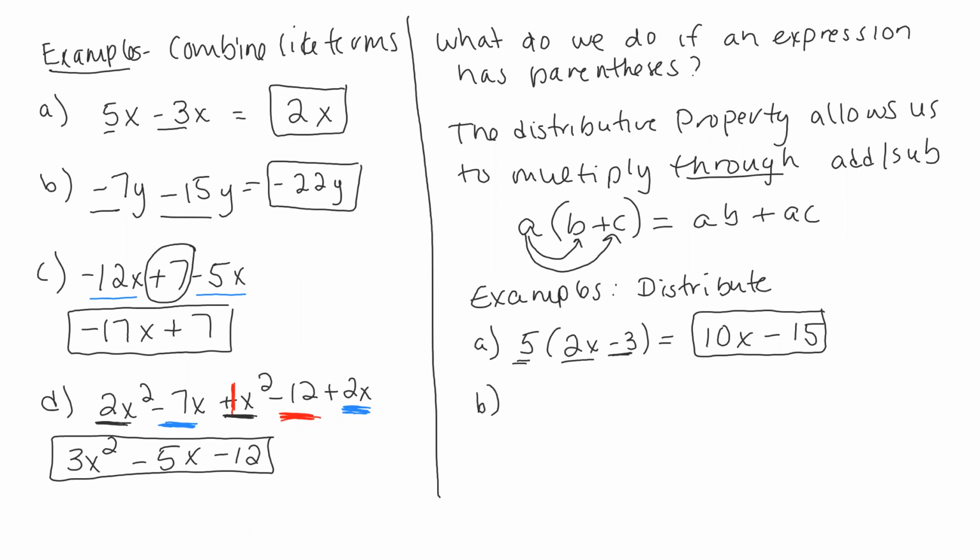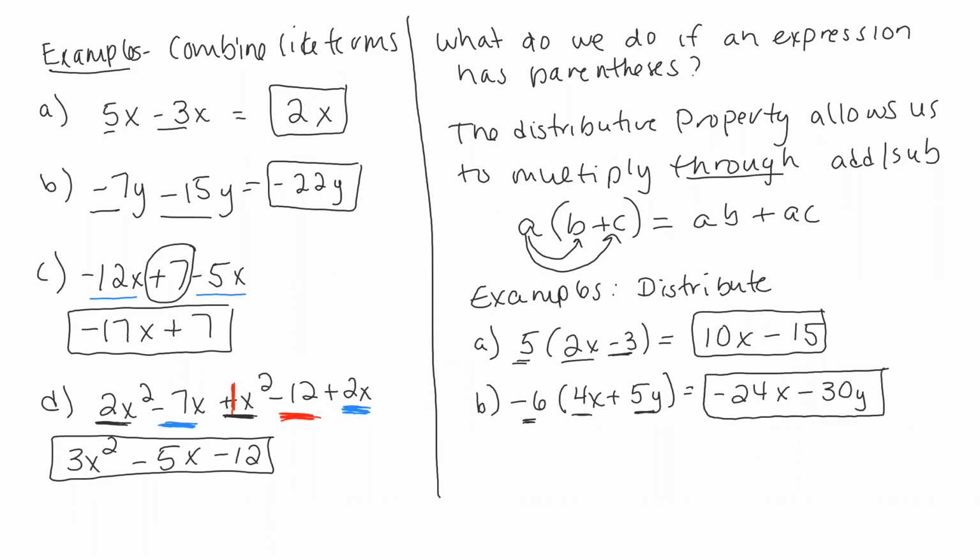Let's try a couple more. So let's say that we have negative 6 times 4x plus 5y. Okay, so now we do have a negative that we're multiplying by, so be cautious. Negative 6 times 4x. Well, negative 6 times positive 4 is negative 24. Keep the x. And now we're going to multiply negative 6 by 5y. Negative 6 times 5 is negative 30. And then keep the y.